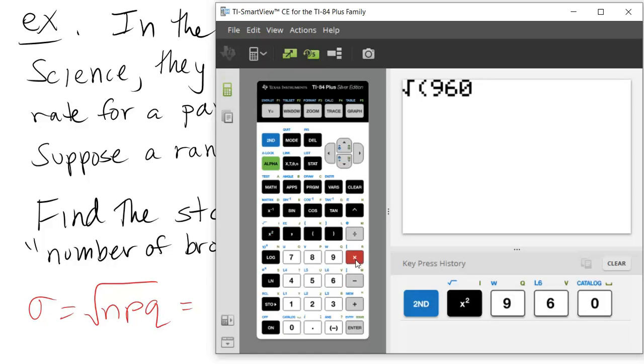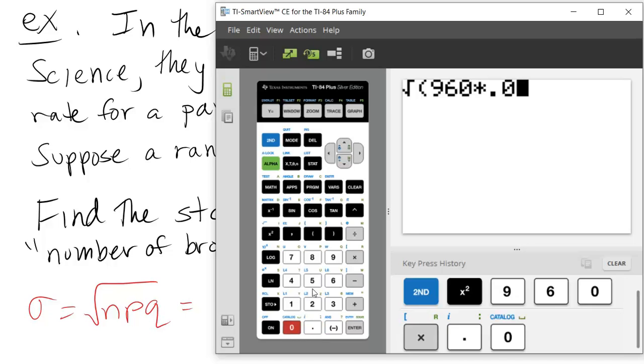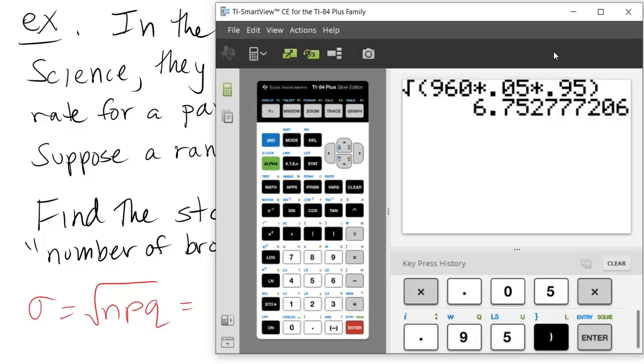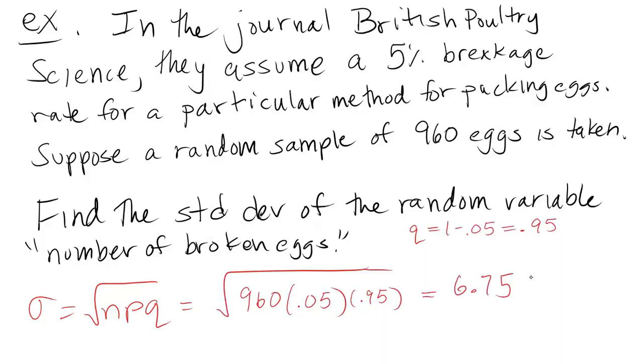960 trials times a 5% probability of success times a 95% probability of failure. You don't have to close the parentheses, but I'm going to. And we get a standard deviation of around 6.75. This is again measured in broken eggs.